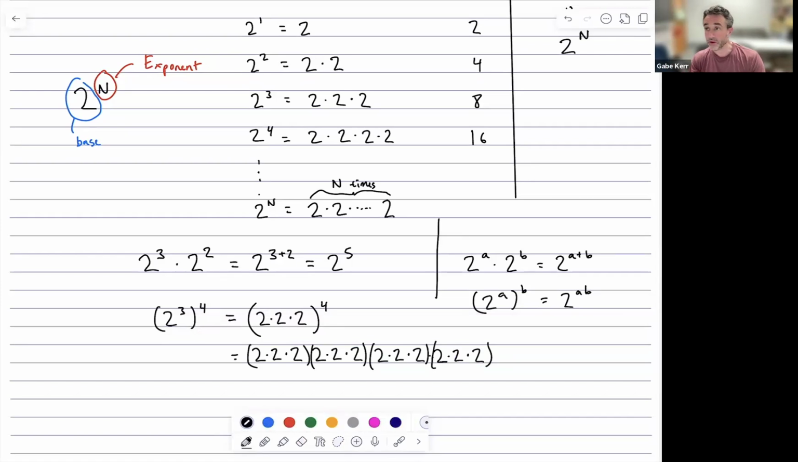So, as you can see, there are 4 groups of 3 2's, all multiplied together. And so that's 4 times 3, and that will tell us that we can multiply this 3 times 4. That will tell us that we can get this result, 2 to the 12th. So when you have a power of a power, the exponents multiply. Great.